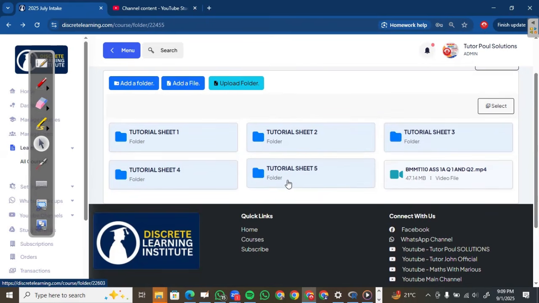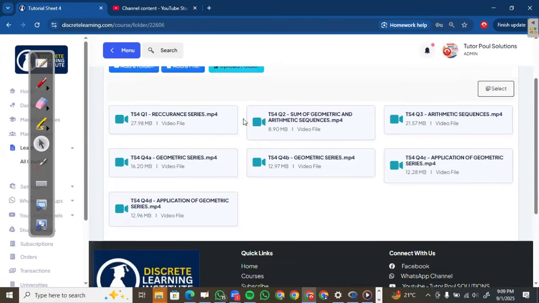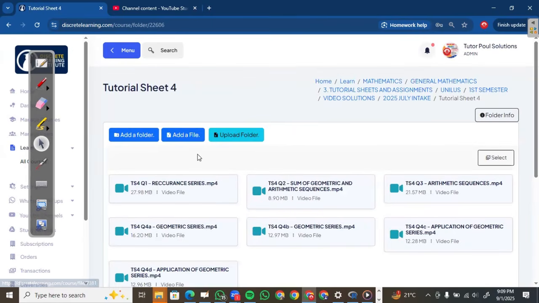Tutorial sheet 5 was on what? This is on discrete random variables, right? All the questions in that tutorial sheet, we've already solved them. They're there. Question 4 is on sequences and series. I've already solved them. All the videos are here, so you can actually learn at your own pace. If you don't understand, just take back the video and listen again, or you can contact me. You can just inbox me, you ask, then I'll be able to help you.